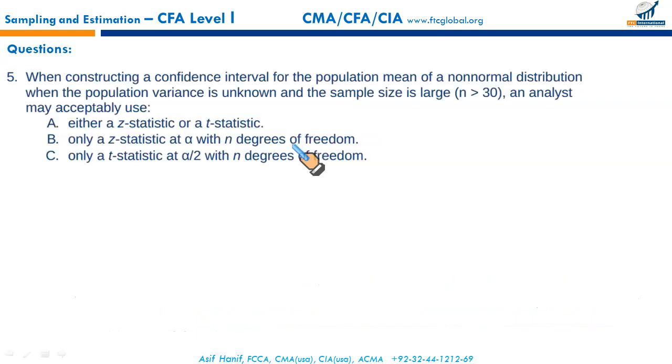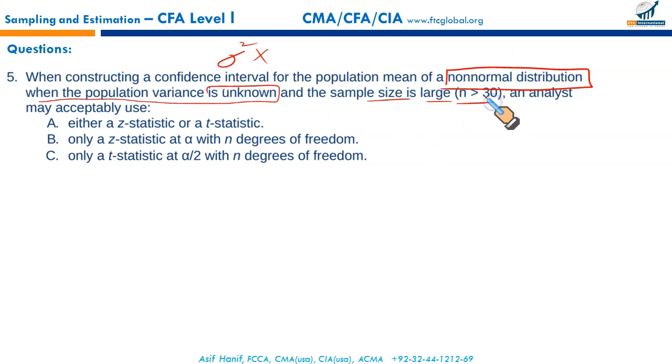All right, next, when constructing a confidence interval for the population mean of a non-normal distribution, mind the word non-normal, right? When the population variance is also unknown, the distribution is non-normal, and the sample size is larger than 30, an analyst may do what?